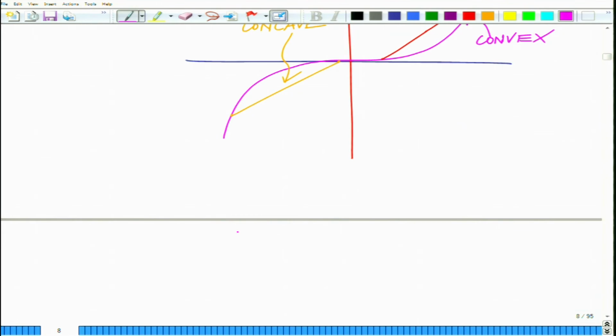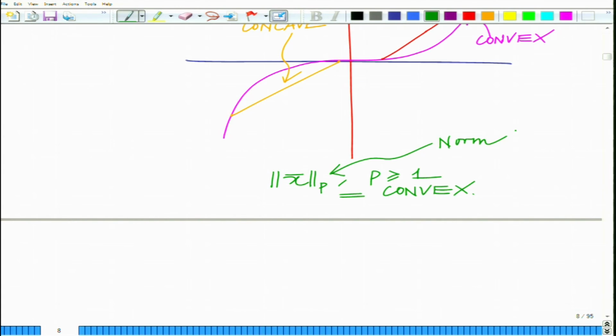Further, one can show that, well, we can check this later, that any norm, x bar to the base p, p greater than or equal to 1, this is of course a function of a vector, this is convex. We will keep this for later, but this is important, that is the norm, p norm for p greater than or equal to 1, this is convex.